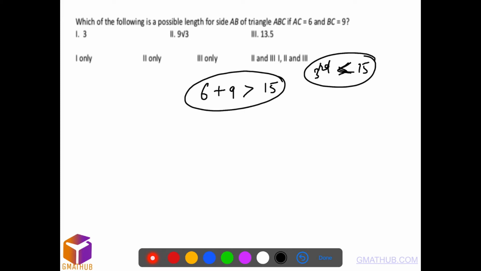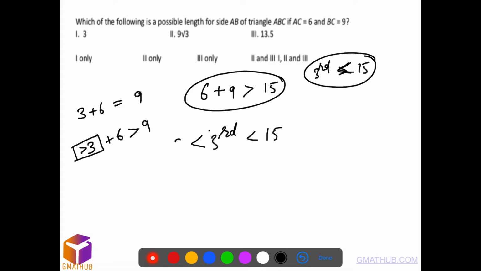Again, if 3 is one of the sides, then 3 plus 6 will become equal to 9. But 9 should be less than the sum of the other two. That means this side should be anything more than 3. So the third side should be between 3 and 15. 13.5 is the only possibility.